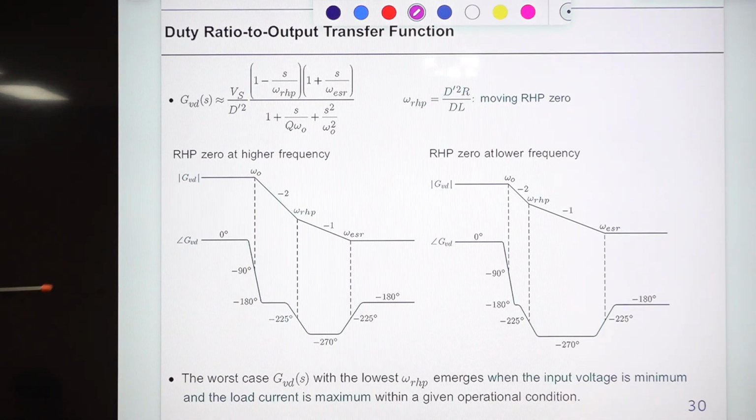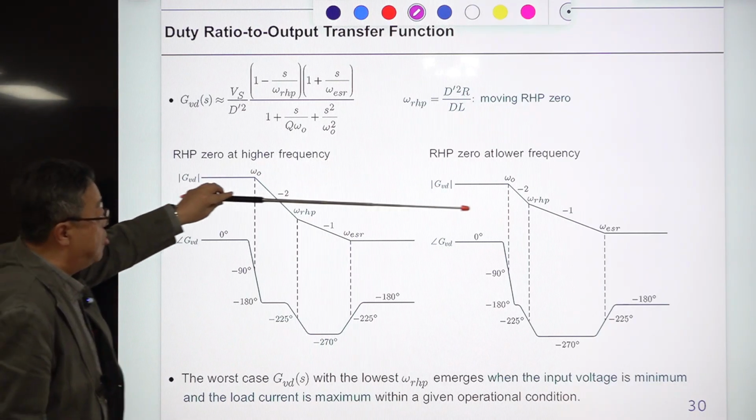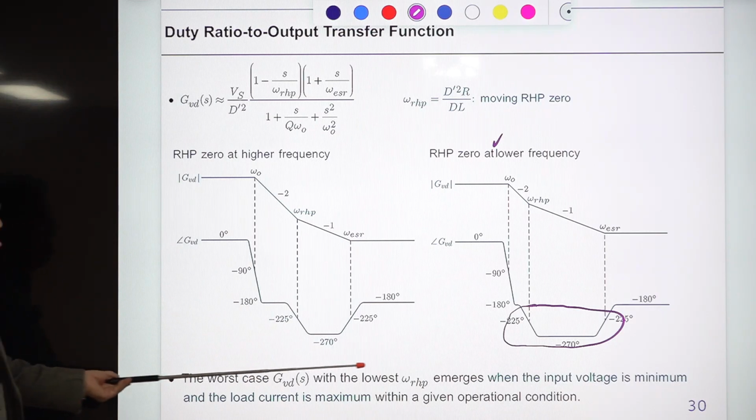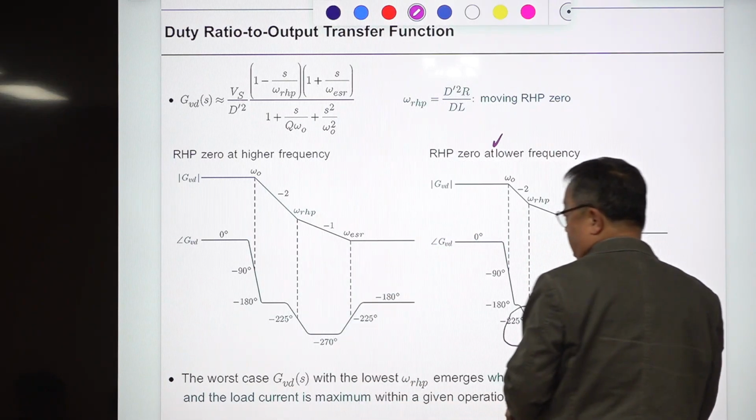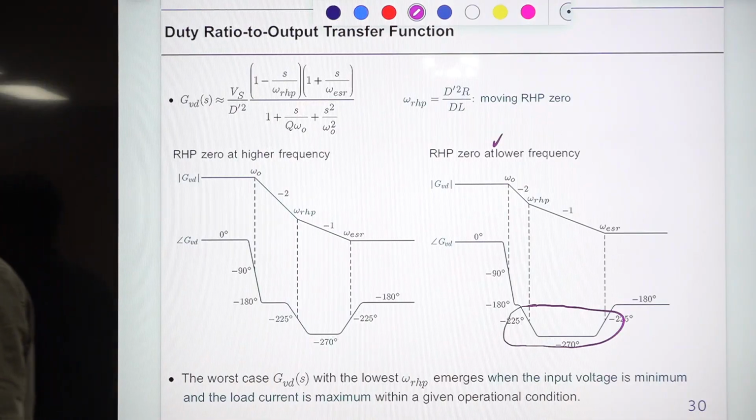So this is two cases, RHP0 at higher frequency and RHP0 at lower frequency. So this right hand side one is worse because this phase basin is wider than this. So worst case occurs at the minimum input voltage and maximum load current. We call it low line, heavy load condition is the worst case. Okay.